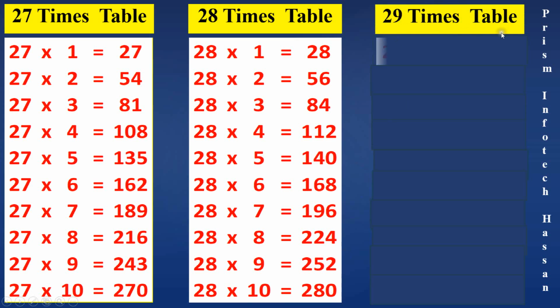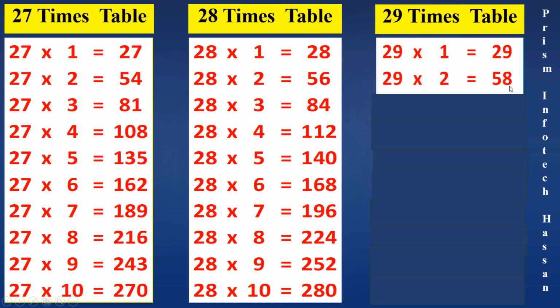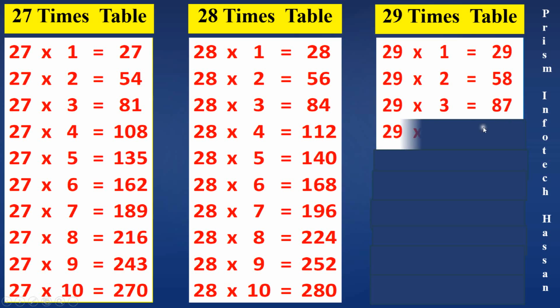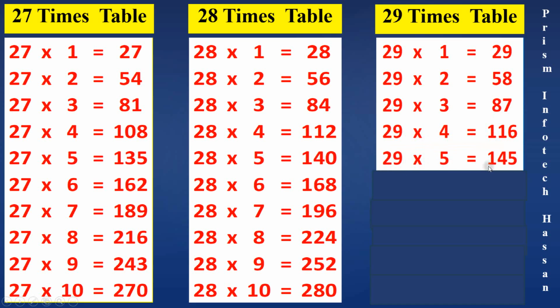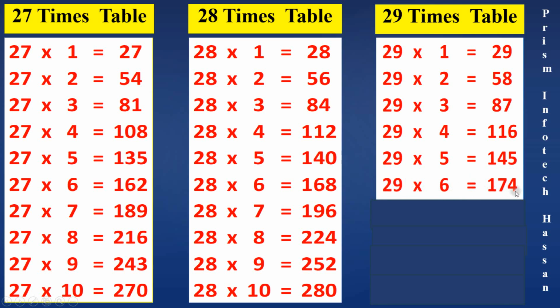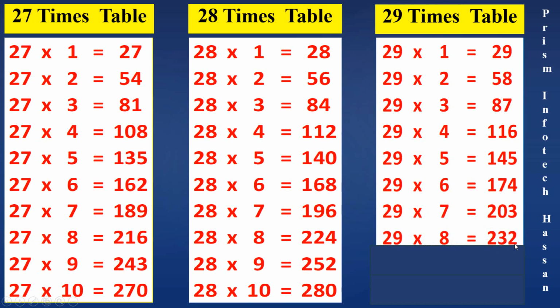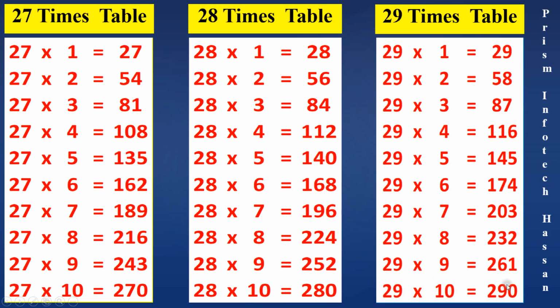29 times table. 29 times 1 is 29. 29 times 2s are 58. 29 times 3s are 87. 29 times 4s are 116. 29 times 5s are 145. 29 times 6 are 174. 29 times 7s are 203. 29 times 8s are 232. 29 times 9s are 261. 29 times 10s are 290.